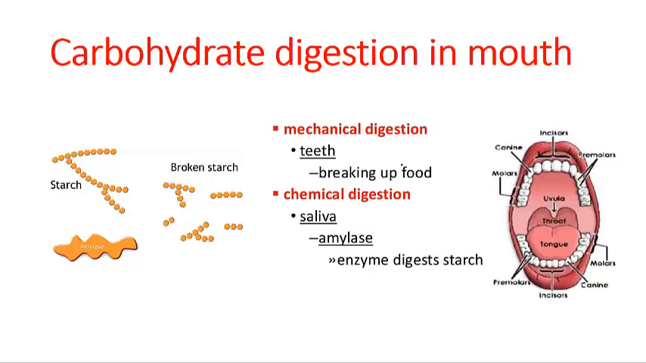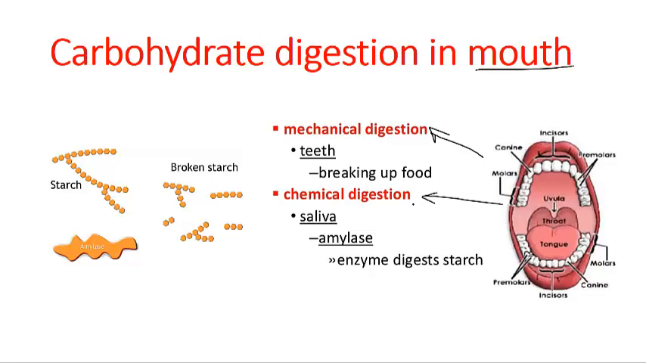Let's first talk about carbohydrate digestion in the mouth. It's the starting point, and carbohydrate digestion begins in the mouth. This is the type of chemical digestion that we are talking about. Normally, the mouth is involved with two types of digestion: one is mechanical, the second is chemical.